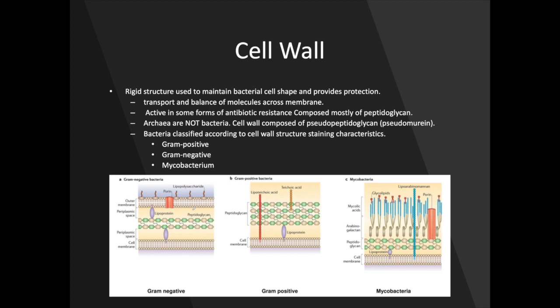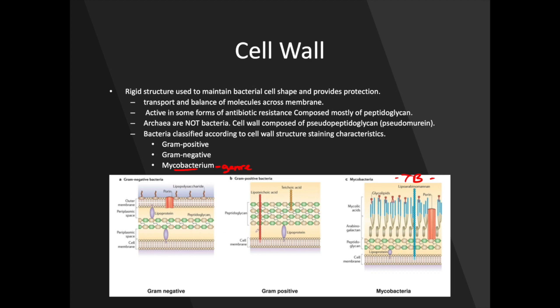So we have three basic types of cell walls. We have gram-positive, gram-negative, and then a third type that's a very unique class of bacteria. This is actually its own genus, referred to as the Mycobacterium. The most famous of the Mycobacterium are the tuberculosis. TB is caused by Mycobacterium tuberculosis. Mycobacteria are very similar to gram-negative bacteria, but they have an additional compound in their cell wall.